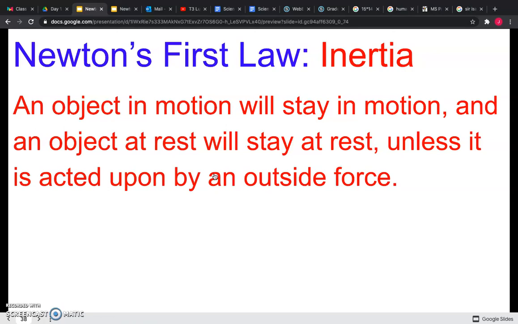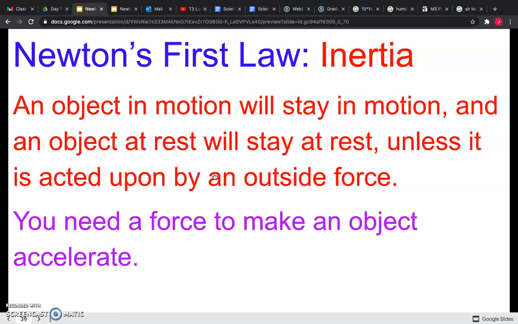And so, maybe said a little bit more simply, as I said earlier, you need a force to make an object accelerate. Objects won't accelerate unless you apply some sort of force to them, right? Otherwise, they're just going to keep doing whatever it is they're doing. So if they're moving in a straight line, they're going to keep moving in a straight line. And if they're sitting still, they're going to keep sitting still, unless you apply some sort of force to that object to make it change its velocity, also known as accelerate.